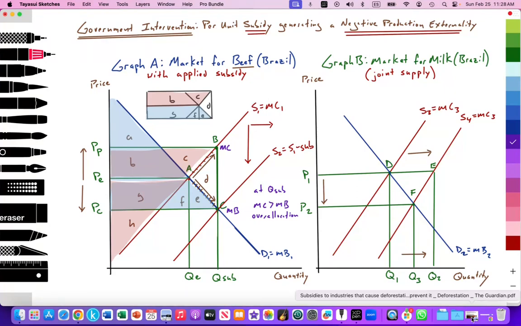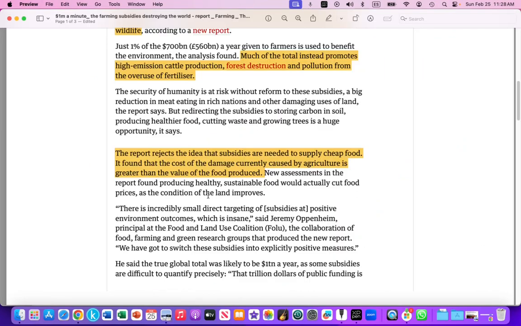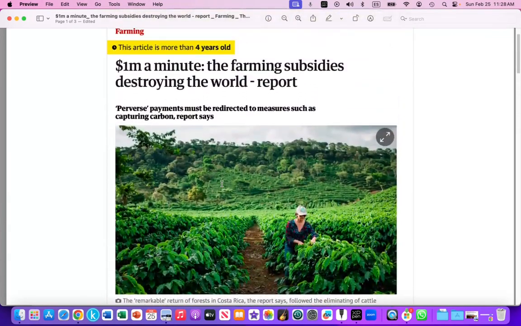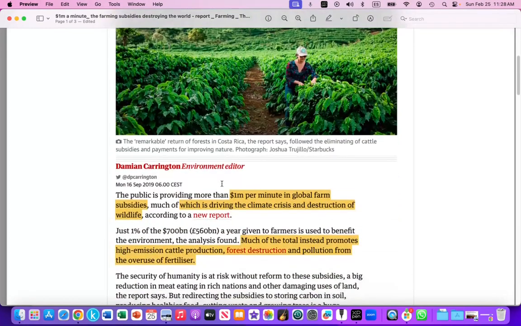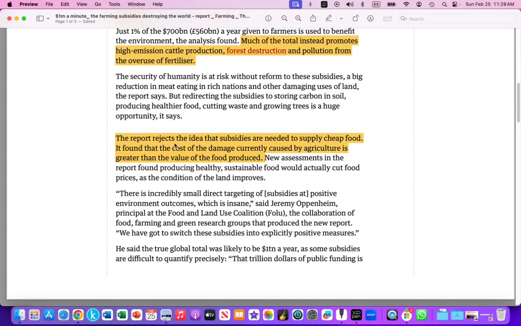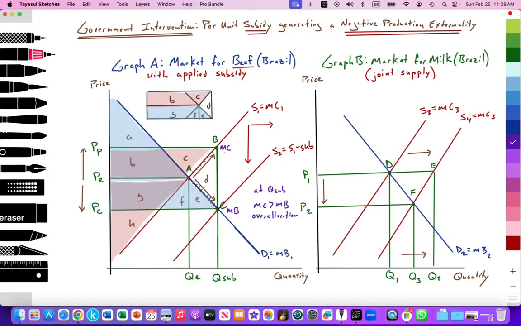Again, in the article, I think I have it here. In this article from The Guardian, it highlights $1 million a minute being provided in farming subsidies, which is destroying the world. It highlights that in this study, the report rejects the idea that subsidies are needed to supply cheap food. It found that the cost of the damage currently caused by agriculture is greater than the value of the food produced. Costs are greater than the benefit derived by society. So that's the idea here, MC greater than MB at Q sub. There's an over allocation. We should reduce it.